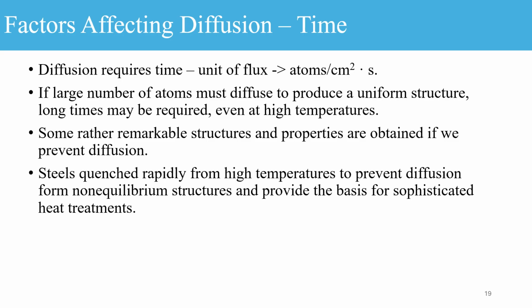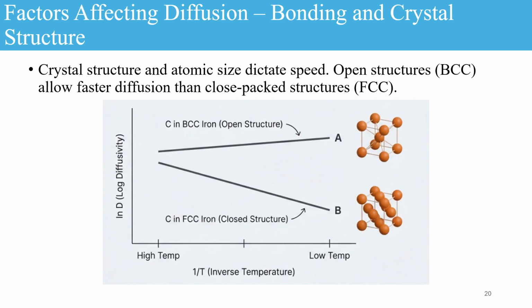Quenching is basically heating a material to extreme temperature and, rather than allowing it to slowly cool down, placing that heated material into either water or ice. So the steels that are quenched rapidly from high temperatures to prevent diffusion form non-equilibrium structures and provide the basis for sophisticated heat treatments.